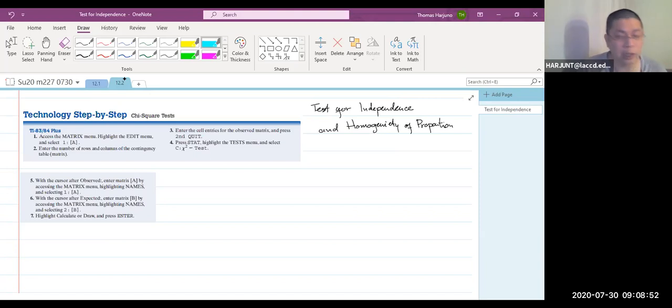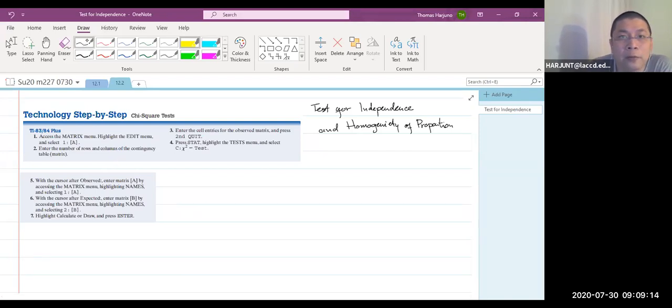Now, in 12.2, we actually extend the idea of the goodness of fit test into the test for independence. I will first show you the calculator part. Basically, later on we will input the following.